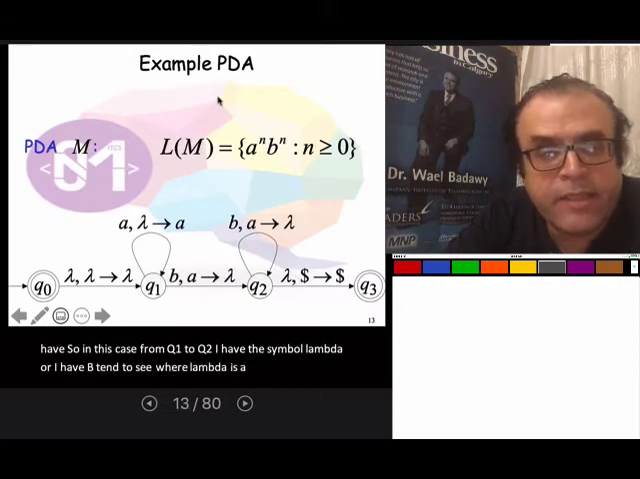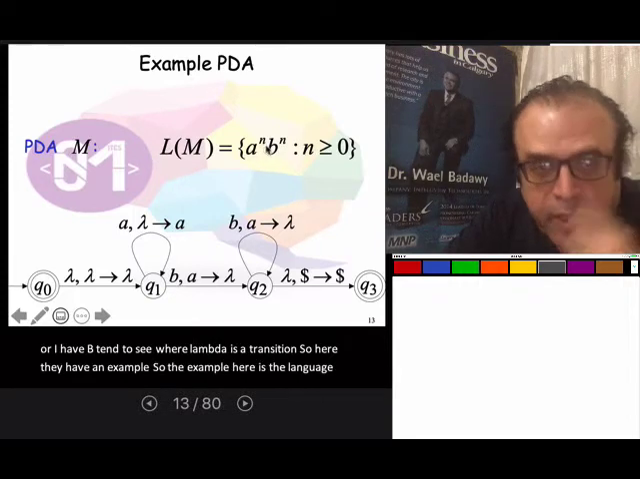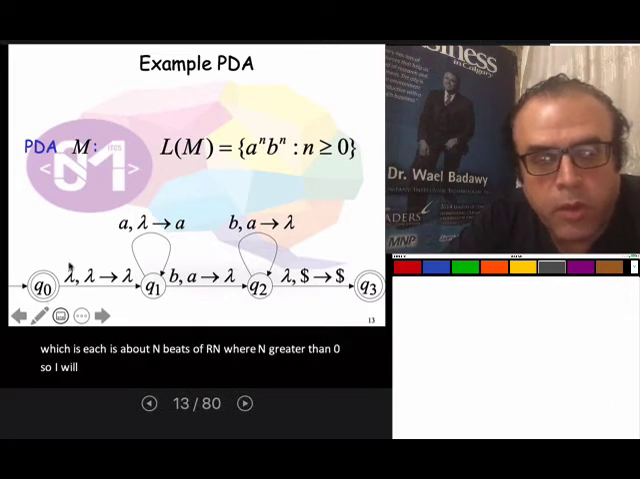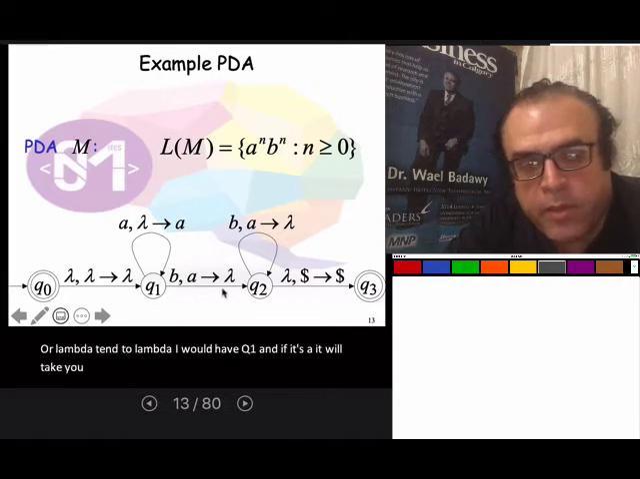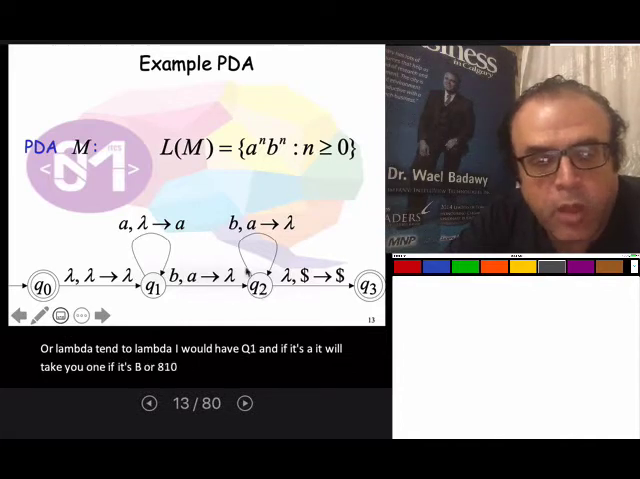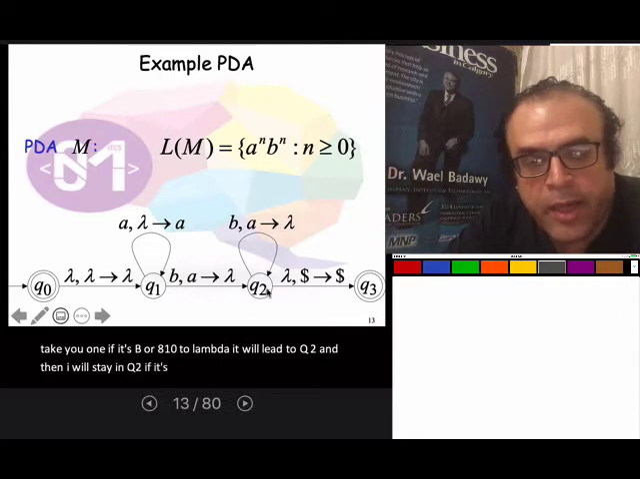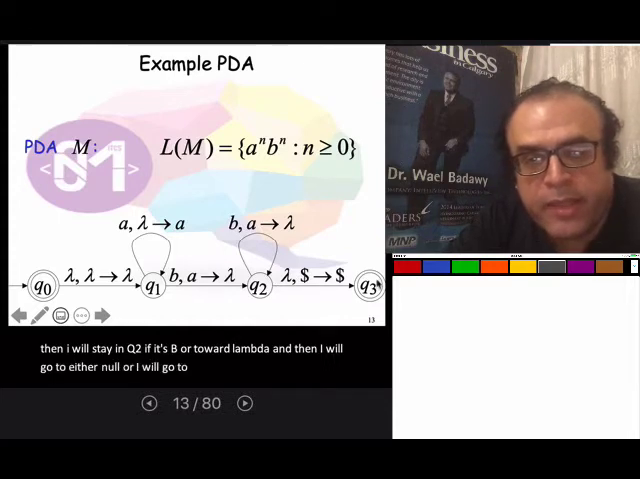So here I have an example. The language M is a to the power n, b to the power n, where n is greater than 0. So from Q0, on lambda, lambda to lambda, I will have Q1, and if it's A, it will stay in Q1. If it's B, A to lambda, it will lead to Q2, and then I will stay in Q2 if it's B, A to lambda, and then I will go to either null or the bottom symbol to end up at the final state.